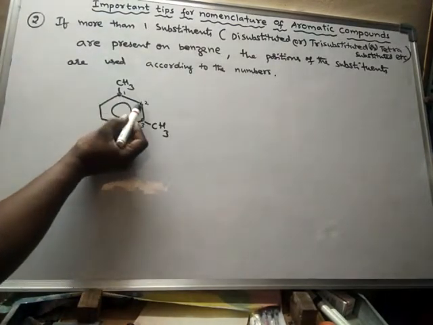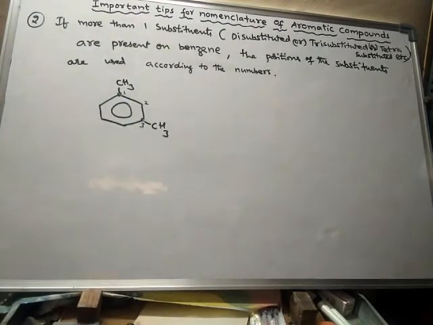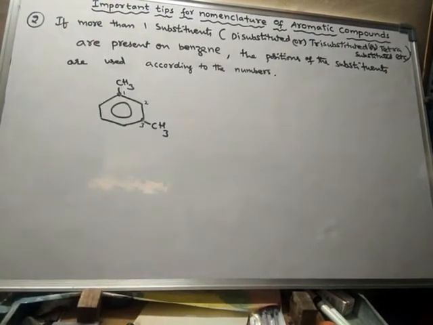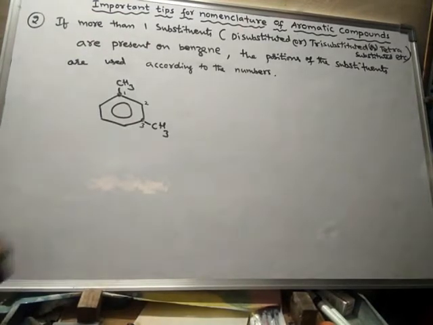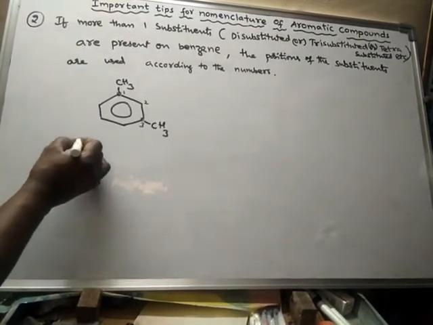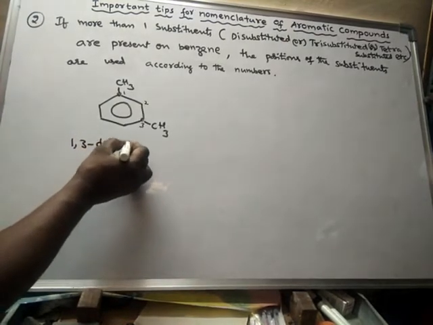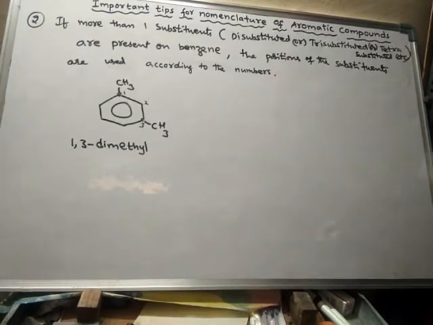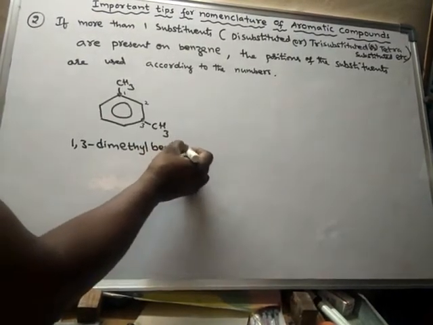So if that is the case, then this will be 1 and this will be 3. That means on the first carbon and on the third carbon the similar substituents are present. Now the name of the compound will go like this: 1,3-dimethyl, okay, 1,3-dimethylbenzene. So this is the name of the compound.